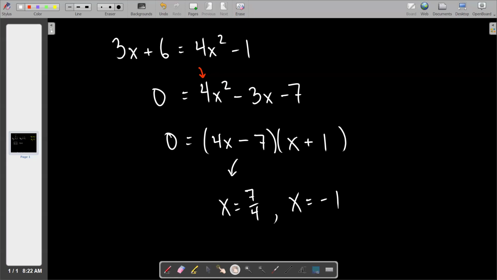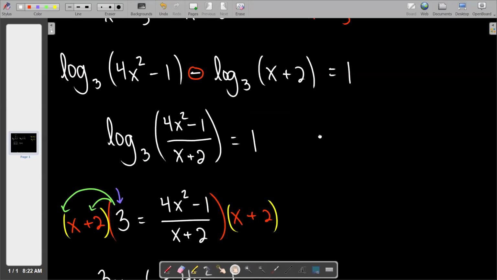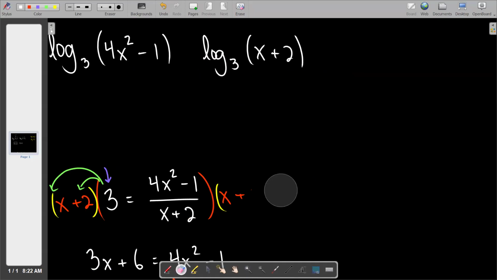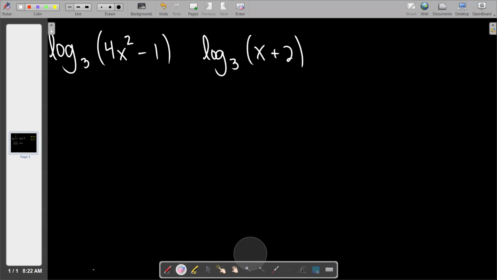Okay. So I'm going to scroll back up. 7/4 and -1. And all I want to know is, do they make any bad things happen up here? So let's check 7/4 first of all.